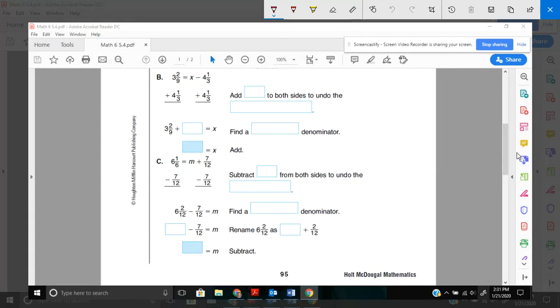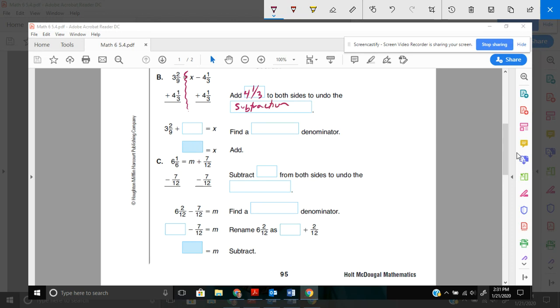Now I've got 3 and 2/9 equals x minus 4 and 1/3. Okay, x is being subtracted by 4 and 1/3. So to undo this subtraction, I will add 4 and 1/3 to both sides of my equation. Remember, whatever I do to one side, I have to do to the other, since my equation is like a scale. I need to balance it to undo the subtraction.